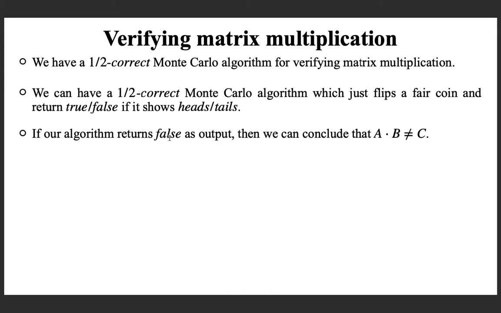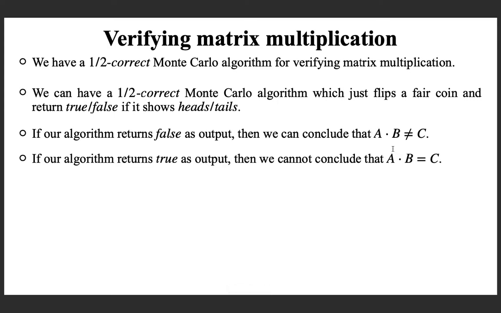If our algorithm, the algorithm that we discussed in the previous slide, returns false as output, then we know for sure that C cannot be the product of A and B. And if the algorithm returns true, then we are not sure about whether C is the product of A and B.